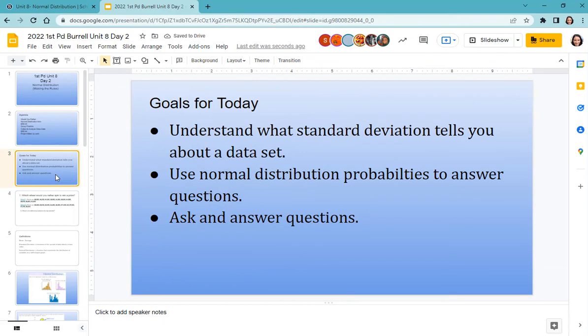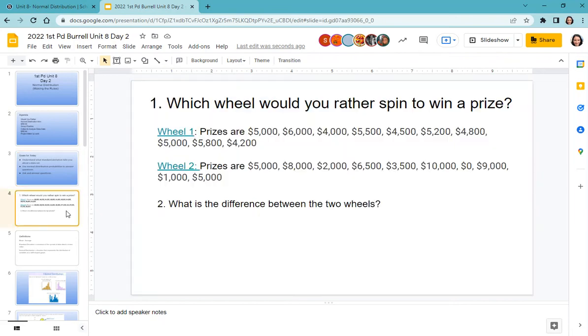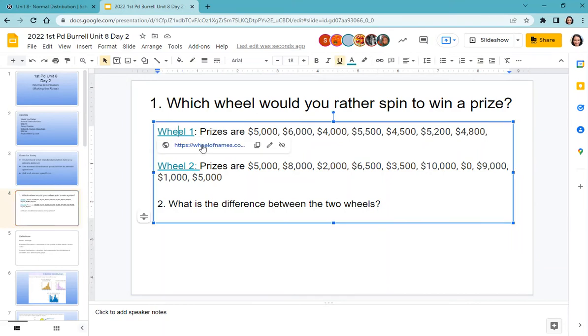All right, so our goals for today are to understand what standard deviation tells you about a data set and use normal distribution probabilities to answer questions, and always ask and answer questions. So this one is your warm-up, and the reason I wanted you to open your slides is because you can actually click these links to find these wheels.